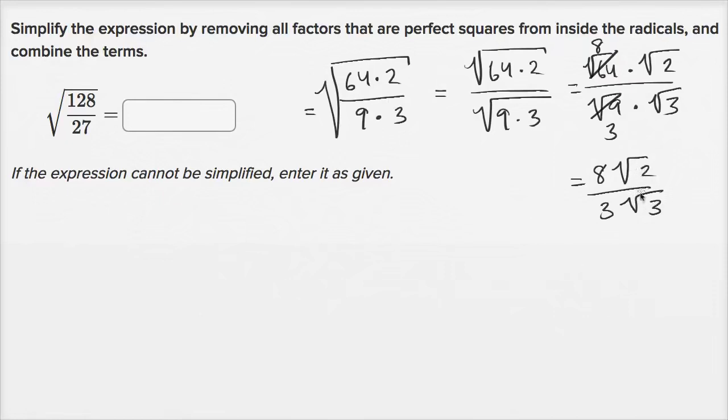Or we could even view the square root of 2 over the square root of 3 as the square root of 2/3. So we could say this is 8 over 3 times the square root of 2/3. So these are all possible ways of trying to tackle this. Let's see. Have we removed all factors that are perfect squares from inside the radicals? Yes. And we've combined terms. We weren't doing any adding or subtracting here. So it's really just removing the perfect squares from inside the radicals, and I think we've done that. So we could say this is going to be 8/3 times the square root of 2/3. And there are other ways that you could express this that would be equivalent. But hopefully this makes some sense.